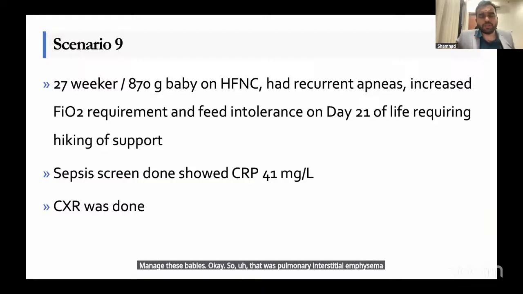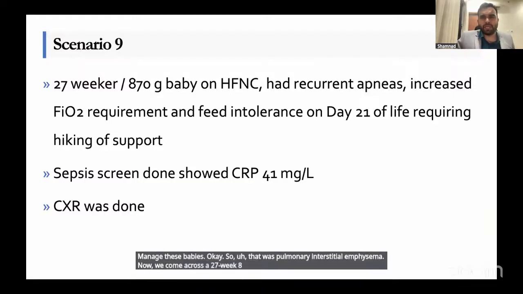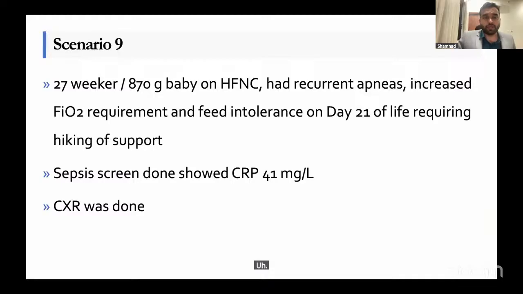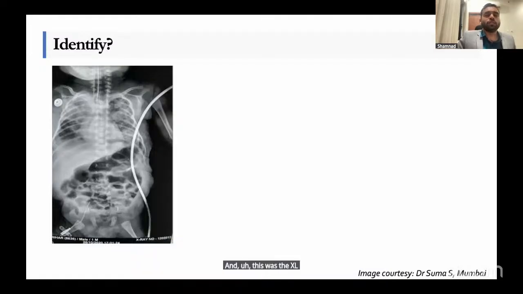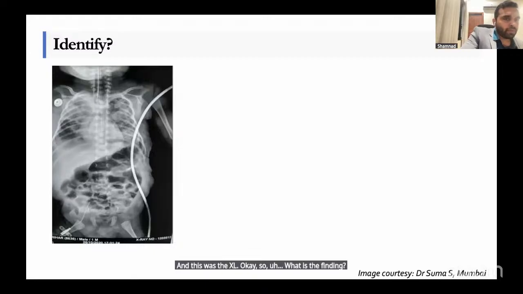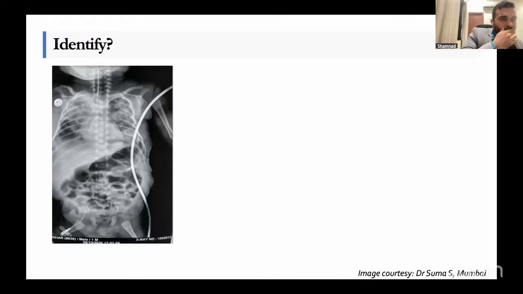Now we come across a 27-week, 870-gram baby on HFNC. Baby had recurrent apnea, increased FiO2 requirement and feed intolerance from day 21, with sudden worsening on day 21 requiring hiking of support. Sepsis screen was positive, and this was the X-ray. So what is the finding you are seeing in this X-ray?